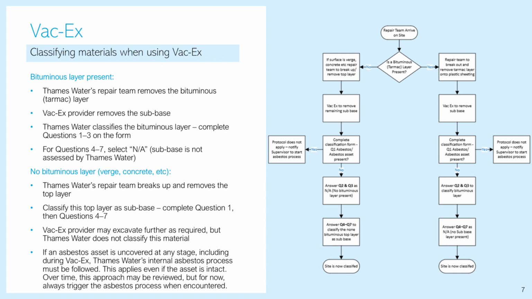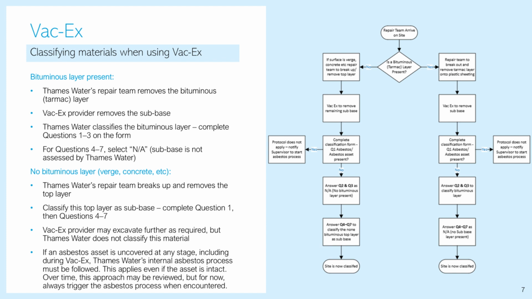At any stage, if you uncover an asset that looks asbestos encased, or you see fibres, even if it's intact, stop and tick yes to question 1. This stops the protocol, and you must follow Thames Water's internal asbestos procedure. This applies whether the asbestos is found during our excavation or during Vac Ex works. Over time, this process may be reviewed, but for now, the asbestos rules are absolute. They always take priority. The flowchart on the slide shows this step by step.